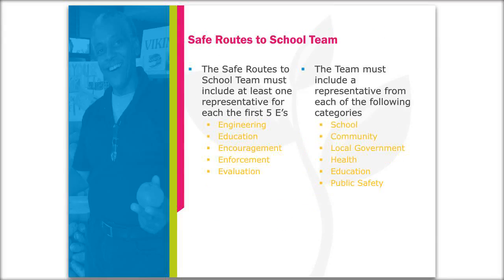Then you'll want to create a Safe Routes to School team. The Safe Routes to School team must include at least one representative from each of the 5 E's: someone from engineering, education, encouragement, enforcement, and evaluation. So the team must include a representative from each of the following categories: someone from the school, whether it's a principal, a superintendent, a passionate teacher or administrator; someone from the community; someone from local government; and someone involved in health, education, and public safety.